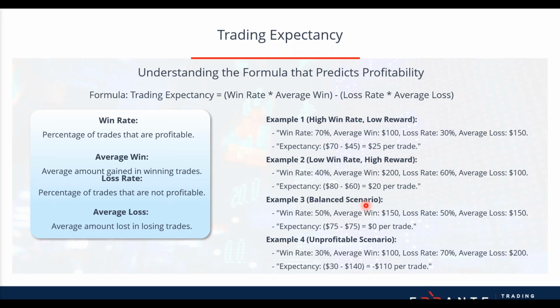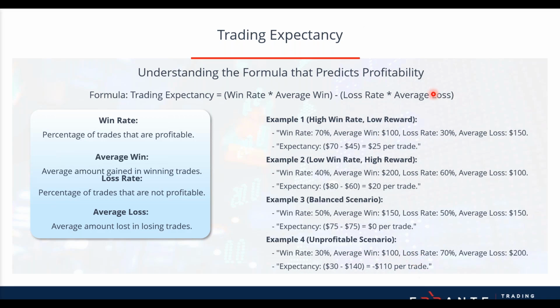But lastly, we have example 4, as you see here, an unprofitable scenario: a 30% win rate with an average win of $100 and a 70% loss rate with an average loss of $200 results in a negative expectancy of minus 110 per trade. And this is a clear indicator that the strategy needs revisiting.